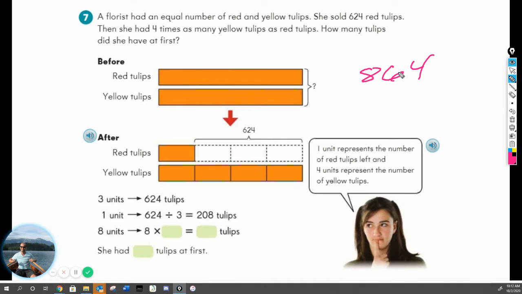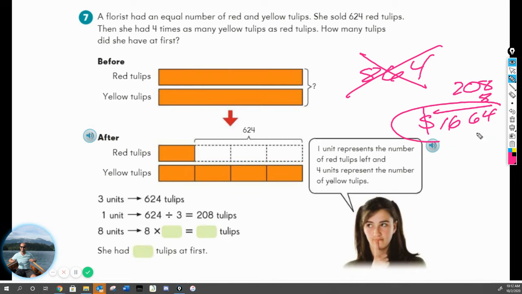No, that seems fishy. 208 times 8. Oh, Mr. McCarthy, caught yourself. 1,664. Oh my gosh. There should be like a cone of shame that I should wear on my hand for writing the wrong answer. Oh well. Oh, not 660. Oh my gosh, I'm just off. 1,664 tulips. You gotta have the correct unit. Gotta have it.